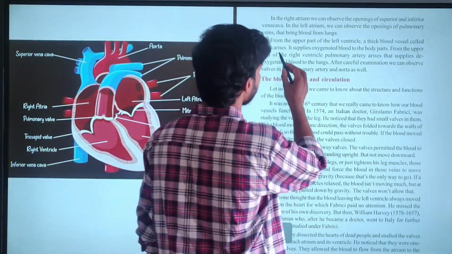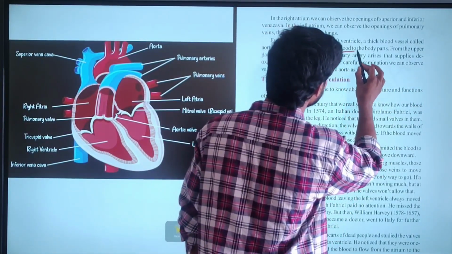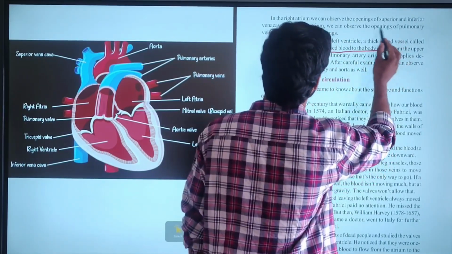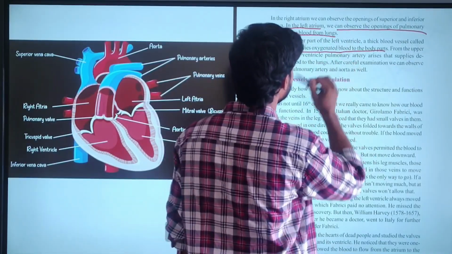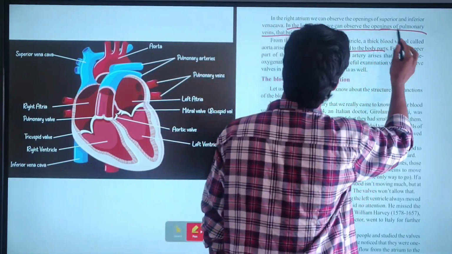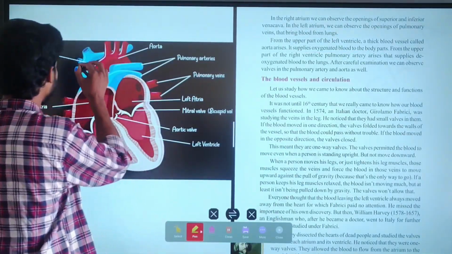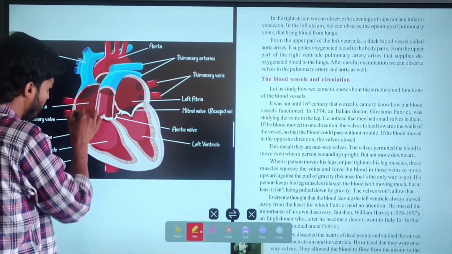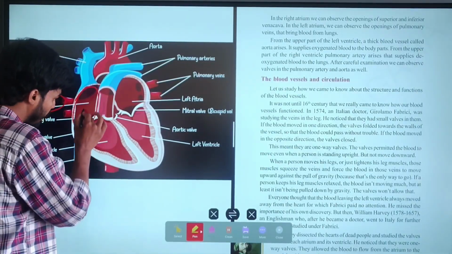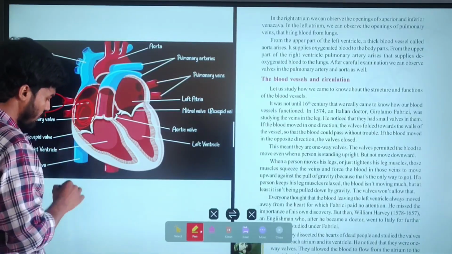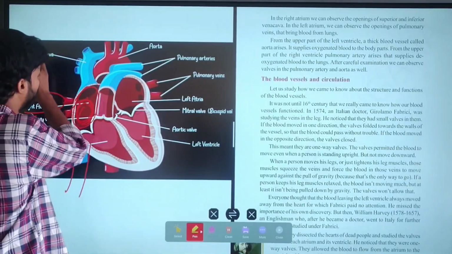Next, what is given? And after collecting, what happens? It supplies blood to the body parts. Okay. In the left atrium, we can observe the openings of the pulmonary veins that bring blood from the lungs. Look here. Then what happens after the deoxygenated blood enters the heart, that is the right atrium? Whatever blood is present in the right atrium entered through the inferior vena cava and superior vena cava.